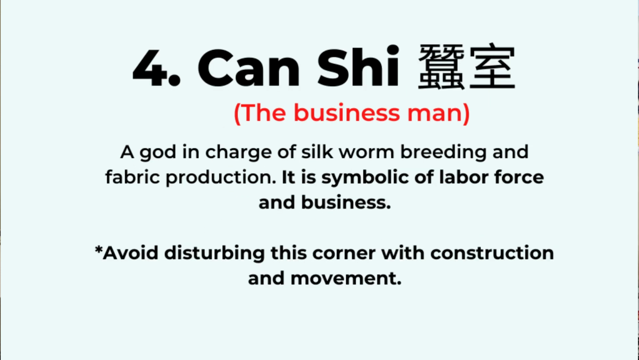The last one is called the 禅士. The direct translation is the silkworm room. In ancient times, people bred silkworms and used the silk to produce fabric. So this god is in charge of fabric production. In modern days, it can be any labor force and business. So this god is related to the economy and prosperity.